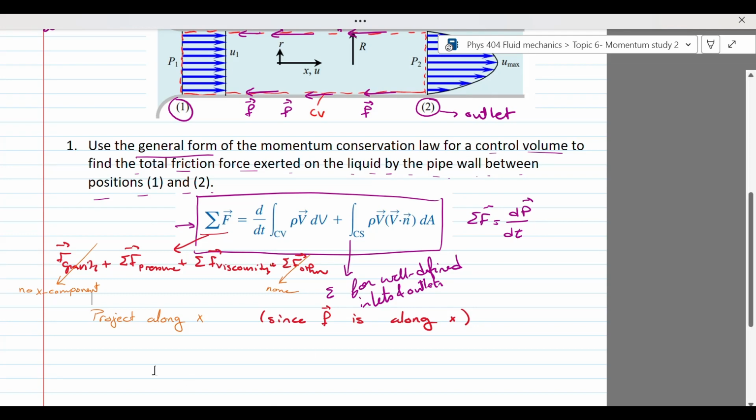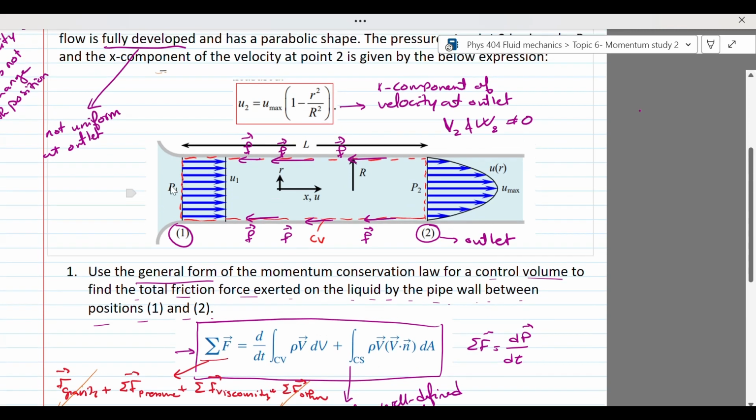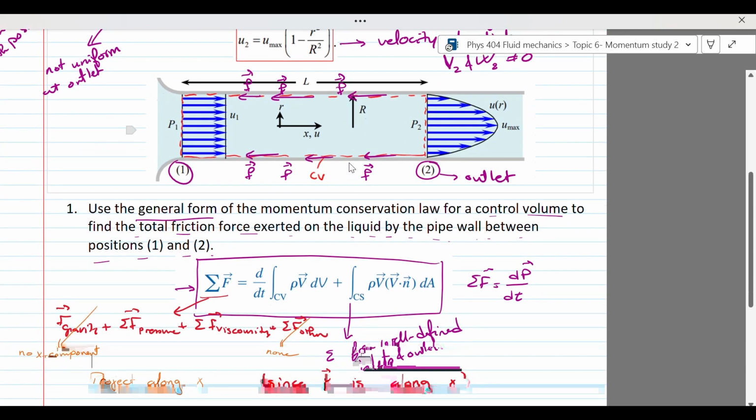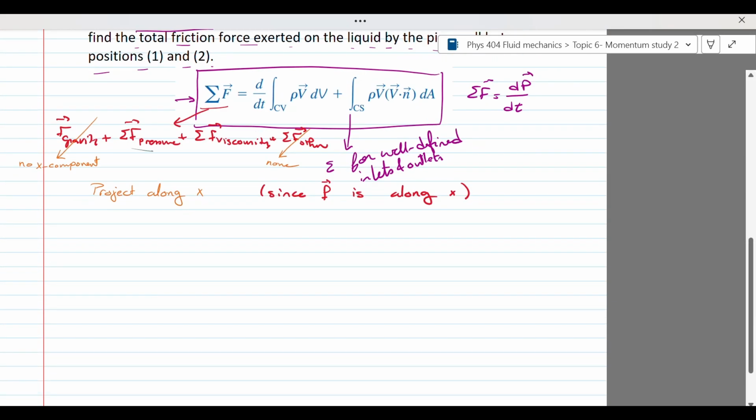If I discuss the net pressure forces, I can take the difference in the pressure between the inlet and the outlet only, whereas the rest of the pressure forces will just cancel out. So for the pressure force, I can now substitute sigma F pressure by P1A1 minus P2A2. Now, let me show you how I found the signs.